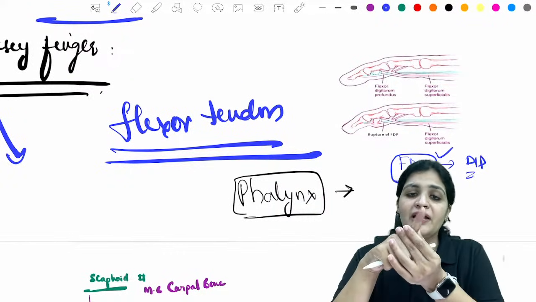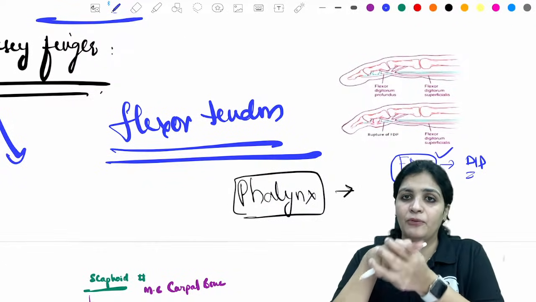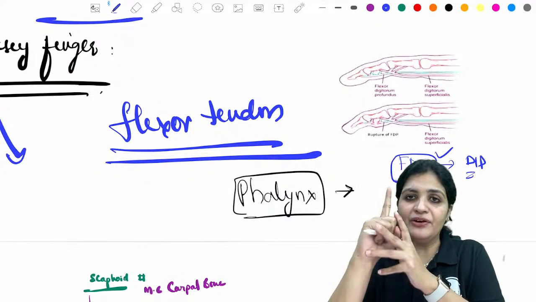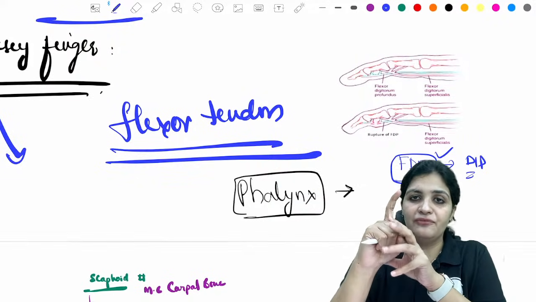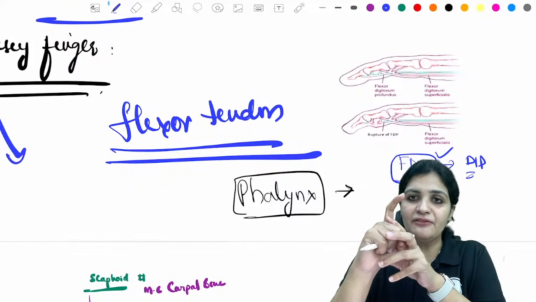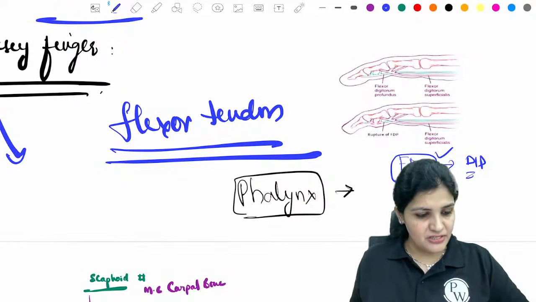So what is jersey finger? The patient cannot actively flex, but visually when you see, the finger is straight like this, there is no deformity. But in case of mallet finger, you see the finger is like this, so the DIP is in flexion, right? So that is what I wanted to tell. That is about the jersey finger.